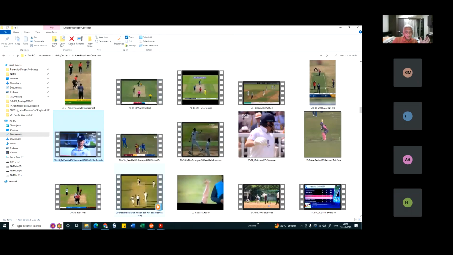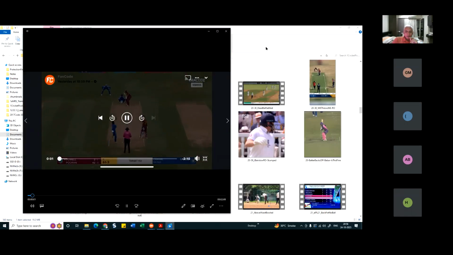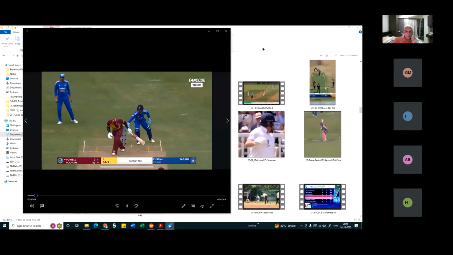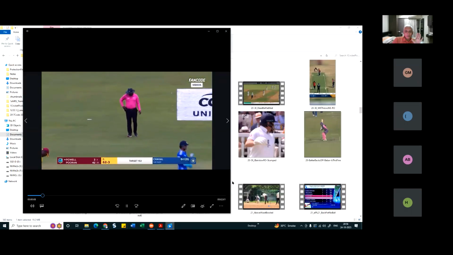In the other case, it is possible the umpire might consider this. Now, the decision is a little subjective because it is a very, very small margin. Now look at the batsman here.